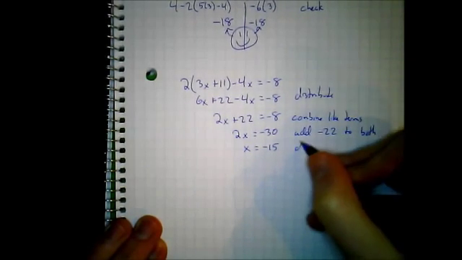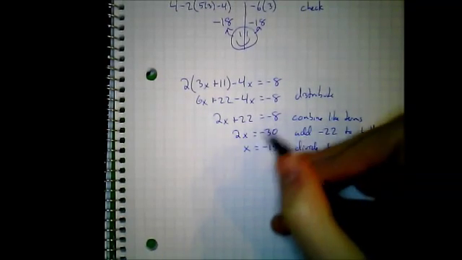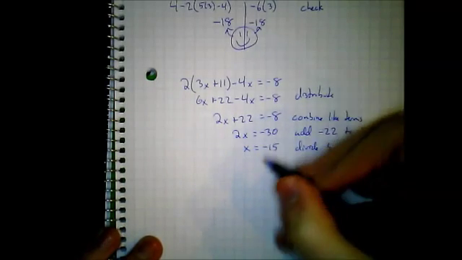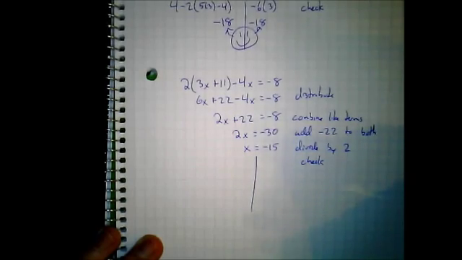I divide by 2. We get x equals negative 15. We're dividing our negative 30 units between our two x's. We want to know what each x equals. We get x equals negative 15. We're going to check our work.